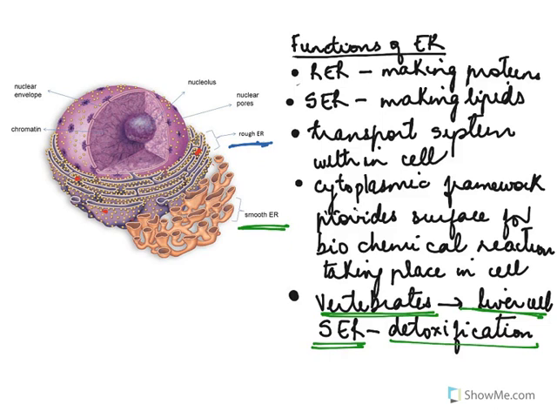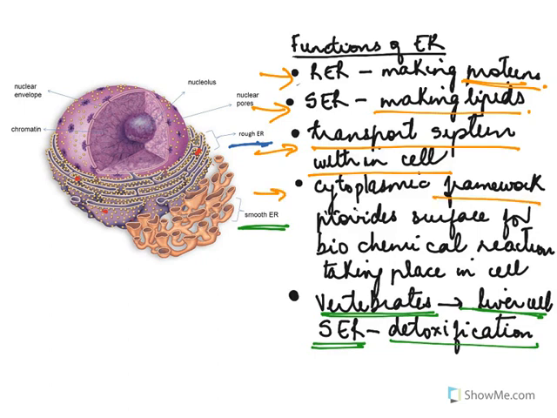So these are some functions of the ER. We'll just go over them again. The RER helps in the protein making. The SER helps in the making of lipids. It is a network, so it helps in the transport within the cell. Then it forms like a cytoplasmic framework which provides a surface for all the biochemical reactions taking place in the cell. And in vertebrates, in the liver cells, the SER helps in detoxification.